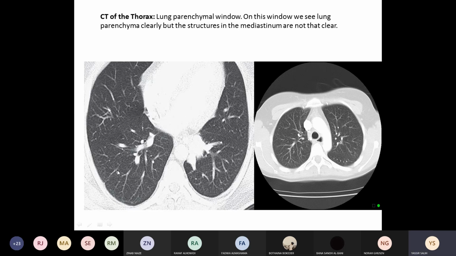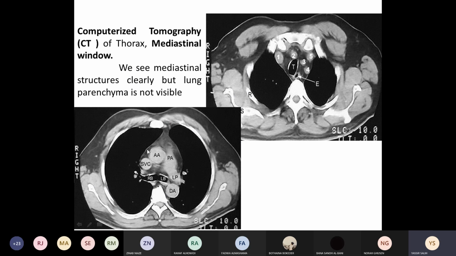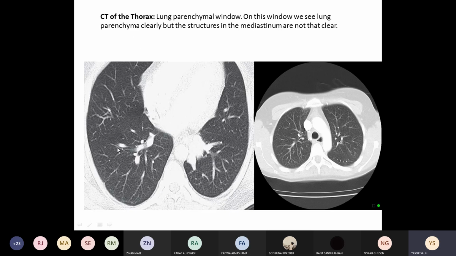ركزوا في شنو lung parenchyma is clearly visible in this. But this is called شنو lung parenchymal window. لكن دي هنا the lung parenchyma is not clearly seen. So this is the mediastinal window.